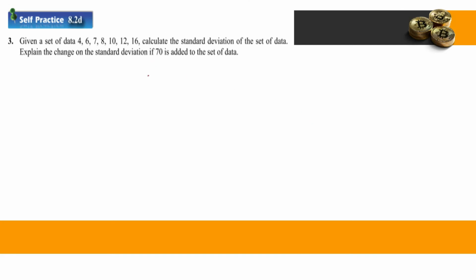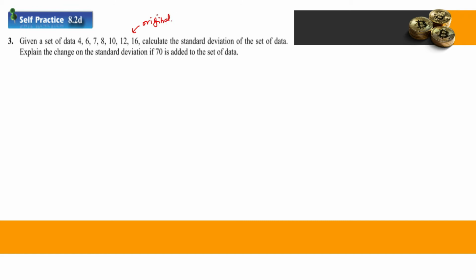Okay, so this is number 2, self-practice 8.2D. Given a set of data 4, 6, 7, 8, 2, 10, 12, 16, which has already been arranged accordingly. Calculate the standard deviation of the set. Explain the change on the standard deviation if 70 is added to the set of data. Okay, so this is the original.